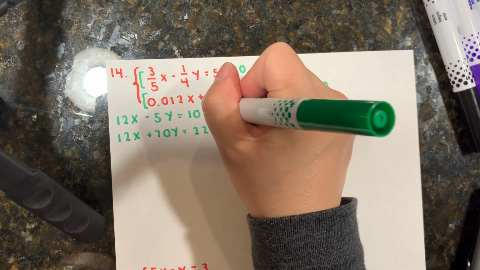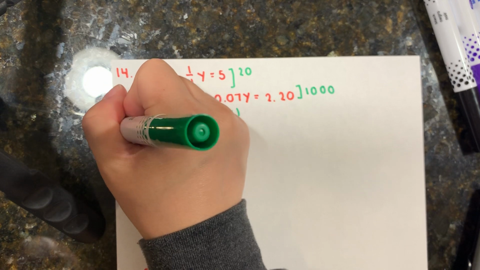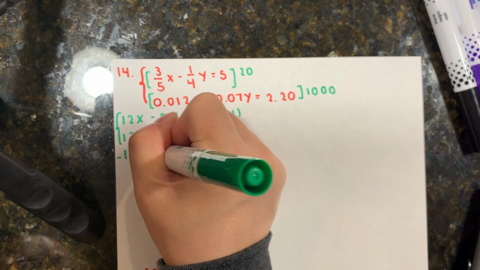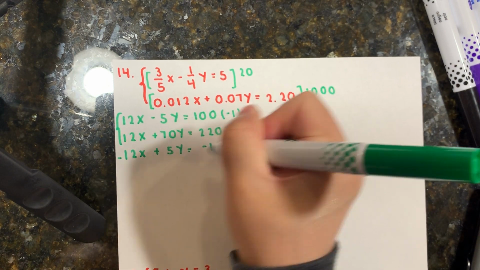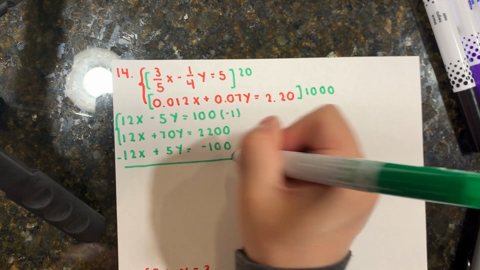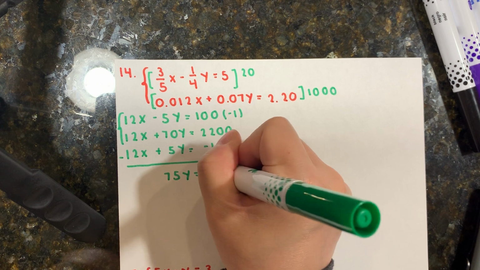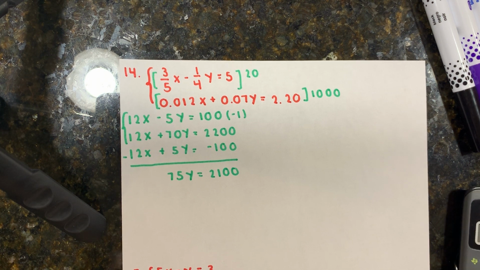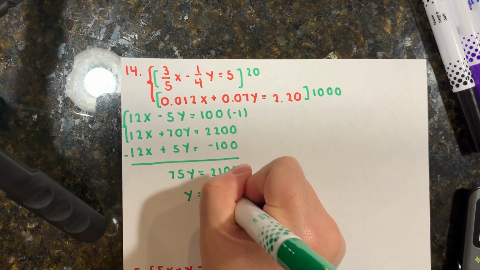I'm going to do elimination, so I'm going to multiply this equation by -1. Bottom equation stays the same, so it'd be -12x plus 5y is equal to negative 100. So when I add those together, I'm going to get 75y is equal to 2100. And when I divide by 75, I get y is equal to 28.